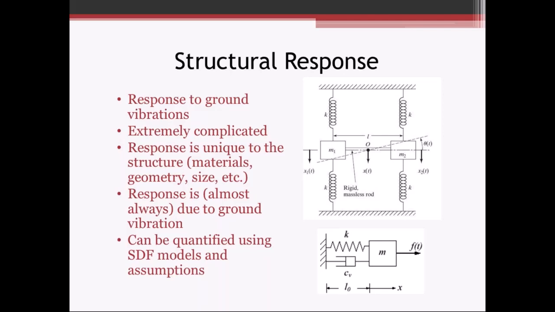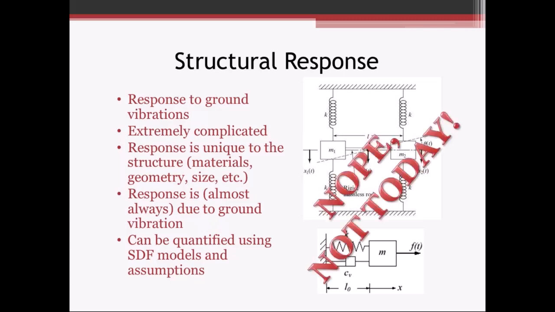We can quantify that sometimes using various single degree of freedom models and assumptions, with spring constants and masses, and we've got the input velocities and input frequencies and things like that. It can be quantified, it can be modeled. We are not going to do that today. We're not going to talk about that too much today.